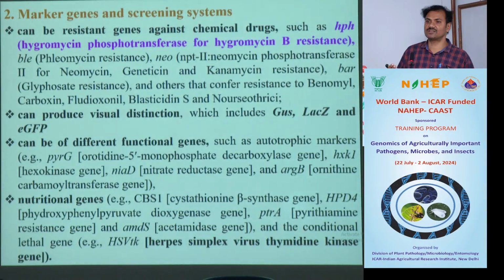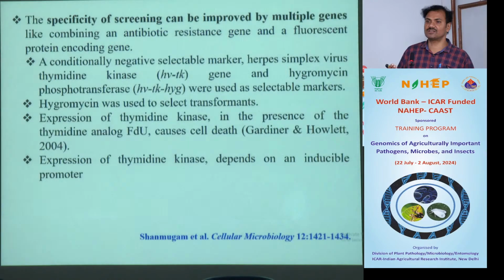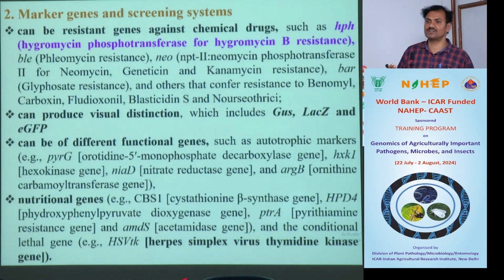Besides that, you can also use markers based on visual distinction, like GFP proteins and GUS markers, and then there are some nutritional genes also, as I have shown here. In our lab, we use the herpes simplex virus thymidine kinase. So what does this mean? It's a negative selection marker.